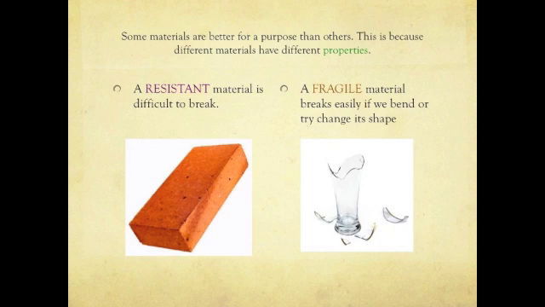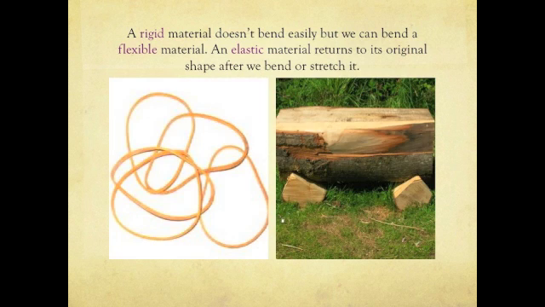Some materials are better for a purpose than others. This is because different materials have different properties. A resistant material is difficult to break. A fragile material breaks easily if we bend or try to change its shape. A rigid material doesn't bend easily, but we can bend a flexible material. An elastic material returns to its original shape after we bend or stretch it.